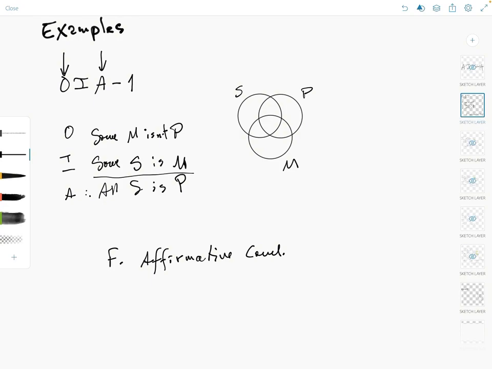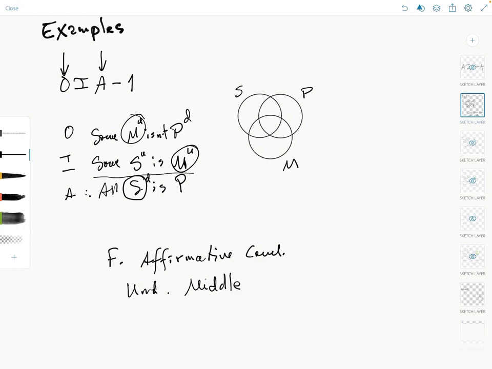So now the distribution rules. Is the middle term distributed in at least one premise? The distribution pattern for O is undistributed subject, distributed predicate. So that's a problem. The pattern for I is undistributed, undistributed. So that's a problem. So there's another fallacy. We have the undistributed middle fallacy.